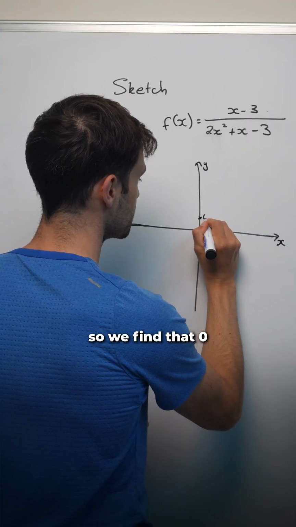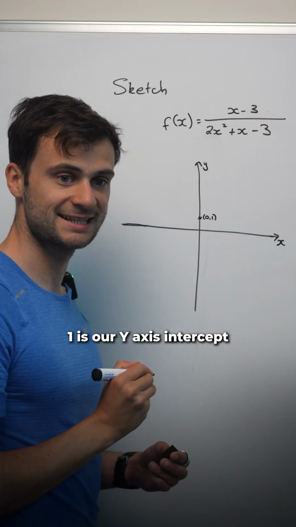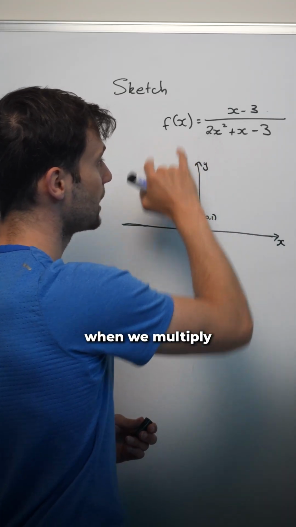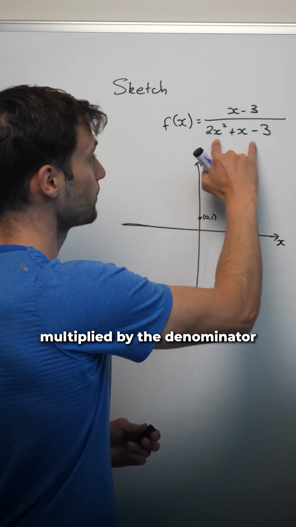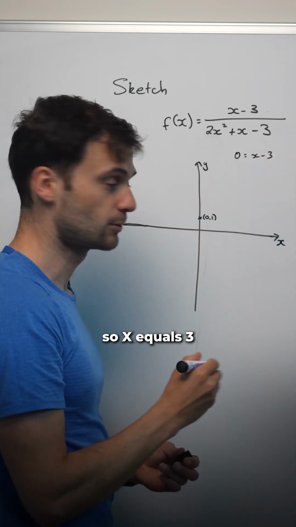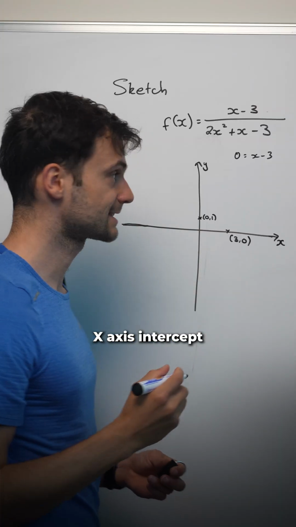So we find that (0, 1) is our y-axis intercept, and when y equals 0, or when f(x) equals 0, when we multiply by the denominator, we get 0 multiplied by the denominator. So we just get 0 is equal to x minus 3, so x equals 3. And that's our only x-axis intercept.